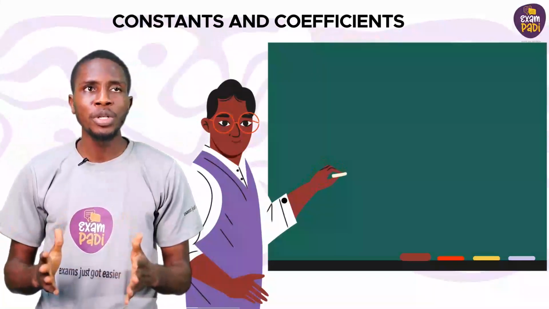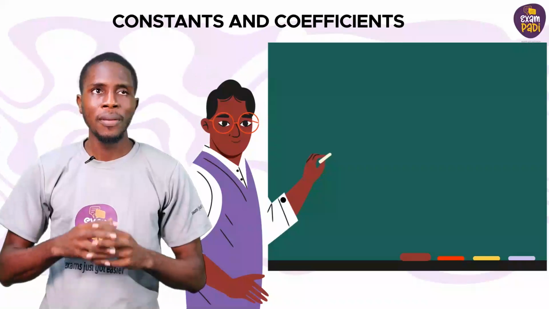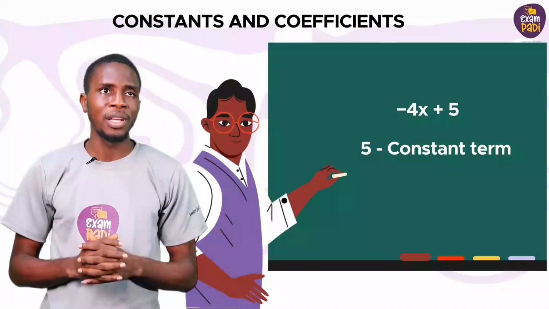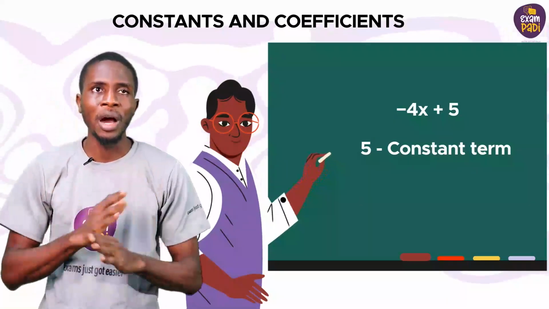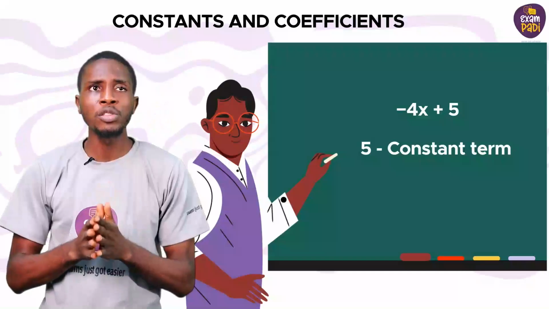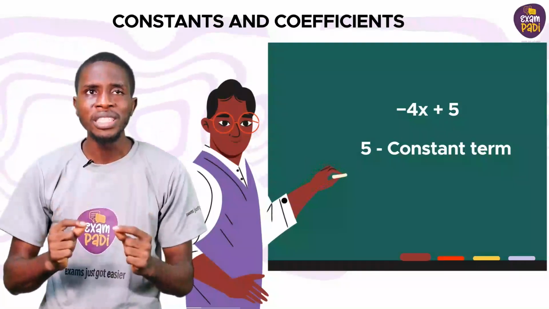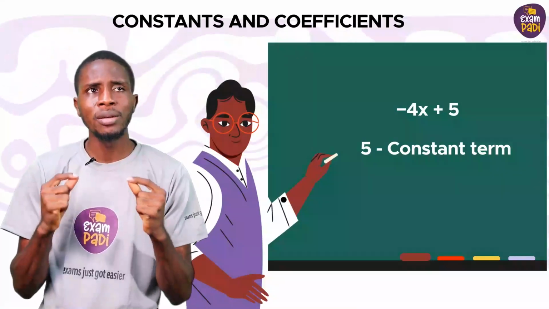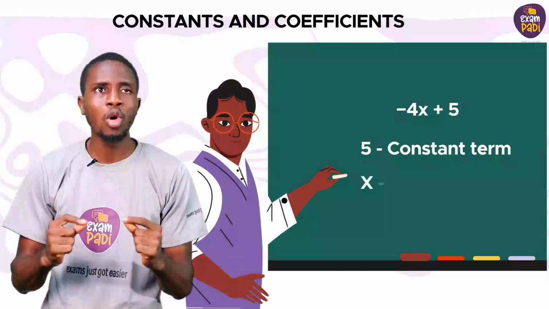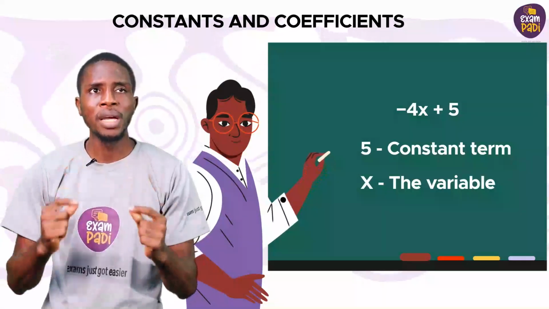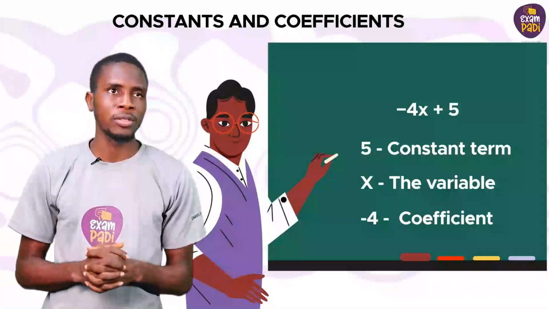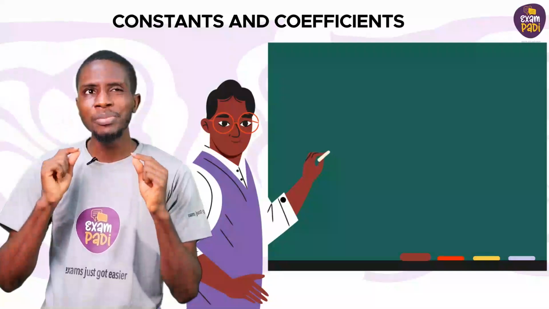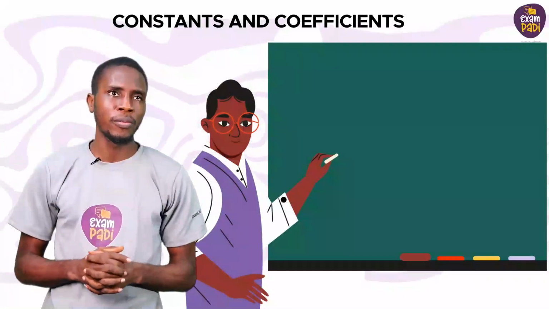The following algebraic expression contains two terms: minus 4x plus 5. 5 is a constant term, as the value will always be 5 and will not vary. The value of the minus 4x term will vary depending on the value of the variable x. In the minus 4x term, the x is called the variable and the minus 4 is called the coefficient. Here are some more examples of terms that will vary in value depending on the value of the variable.